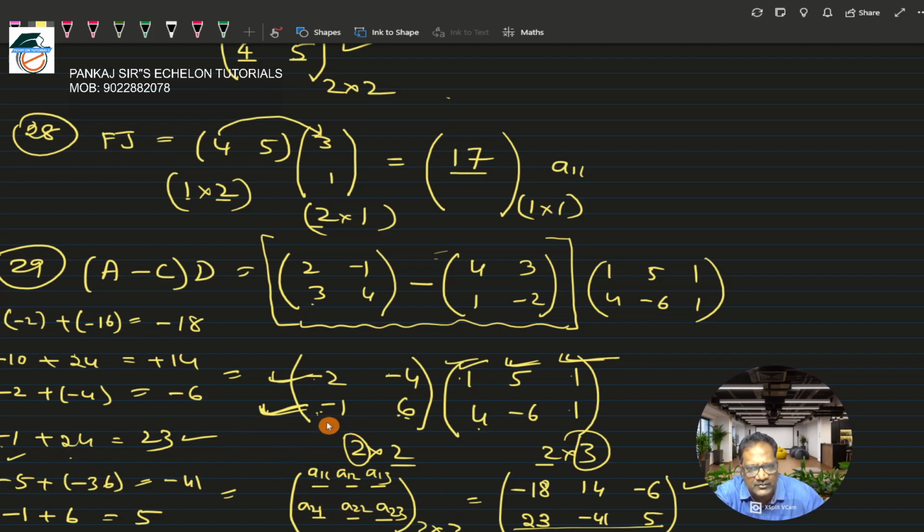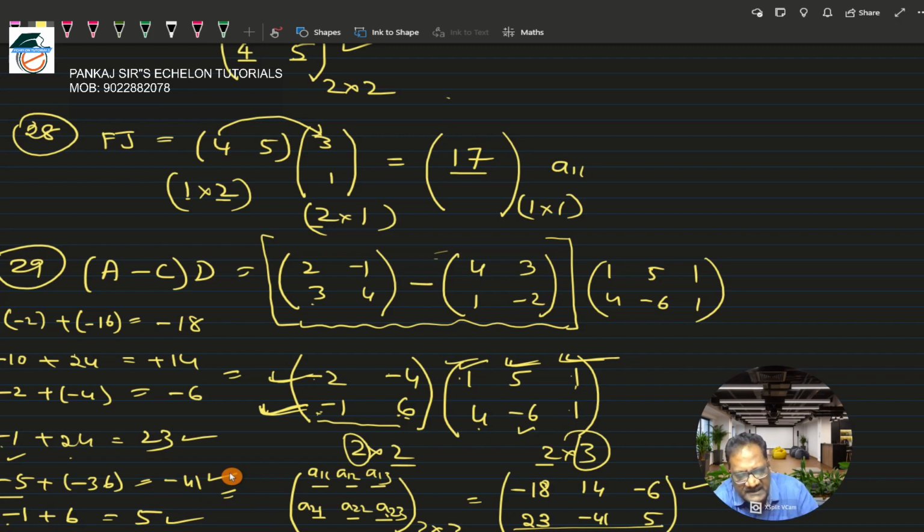Now let us go for the A22. A22 will be second row and the second column, that is this and this. So minus 1 into 5 is minus 5, and 6 into minus 6 is minus 36. So minus 5 minus 36 is minus 41. This is also correct. And A23 will be this one, second row and the third column. So minus 1 into 1 is minus 1, 6 into 1 is 6. That's correct, 5. So I think the answer behind in the book is incorrect.